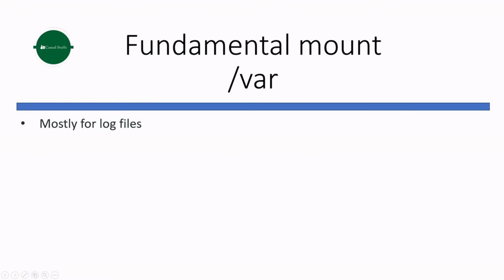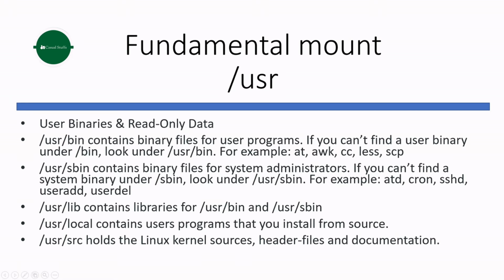Another directory is var. The var directory contains the log files. For example, if your system is sending some emails, we can find the log file in the var directory. If your system is running cron jobs, then the log file of the cron job will be found in the var directory.